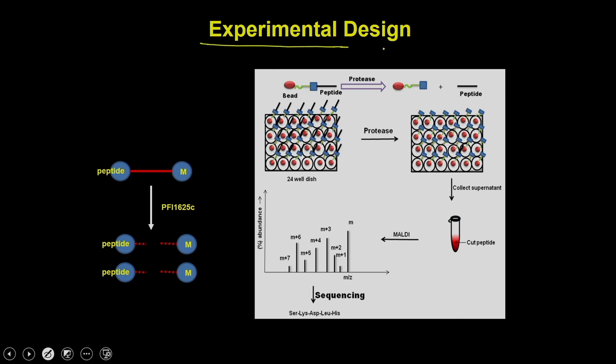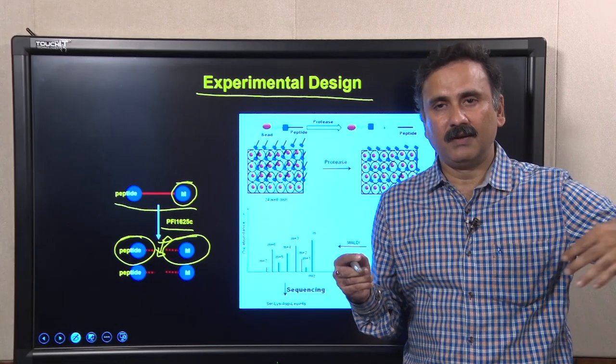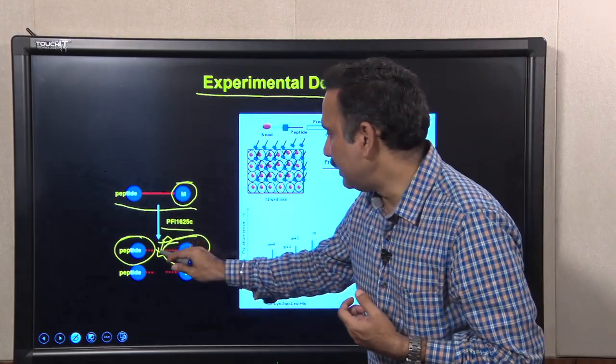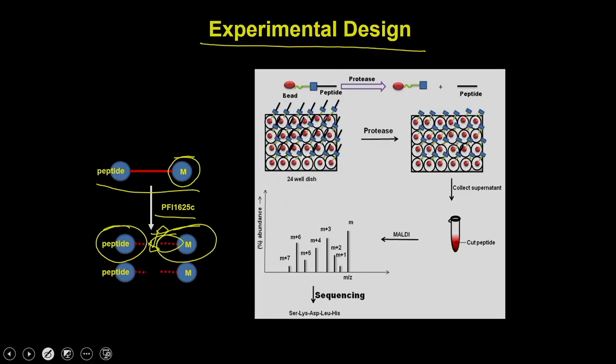Now, what is the experimental design? In the experimental design, you first have to produce the peptides and couple them to the matrix. If you incubate these with PFI1625C, it is going to break the peptide into two fragments. One fragment will go along with the peptide, and the other fragment is going to remain along with the matrix. If you have a complete library of different peptide sequences where one end is bound to the matrix and the other end is free, the free end is going to be washed away into the buffer, whereas the bound form you can recover. If you can sequence this bound peptide, you will be able to deduce the protease cutting sites.